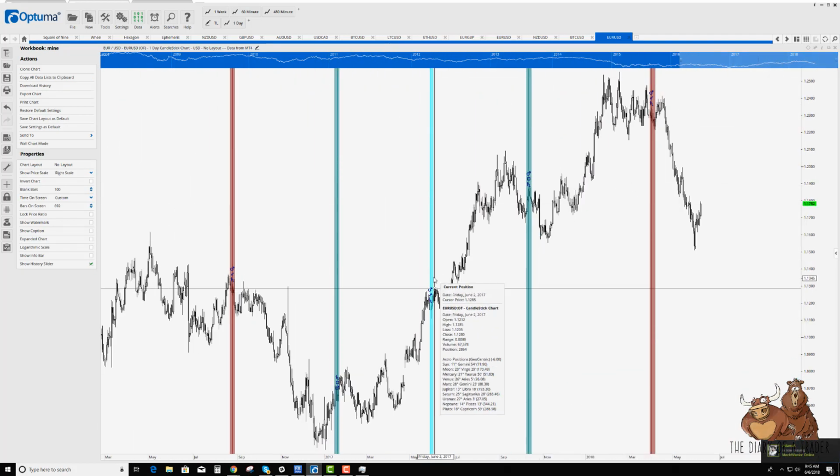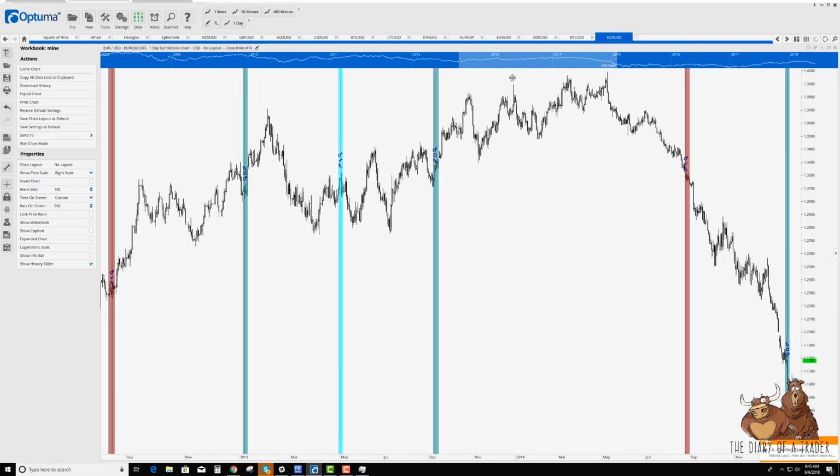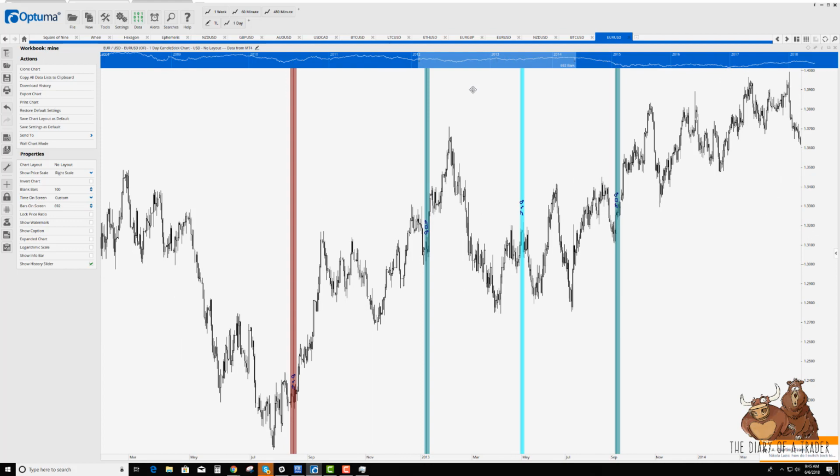Were there any others that stuck out that would maybe signal some bullish activity? Not really seeing any off the top of my head here.